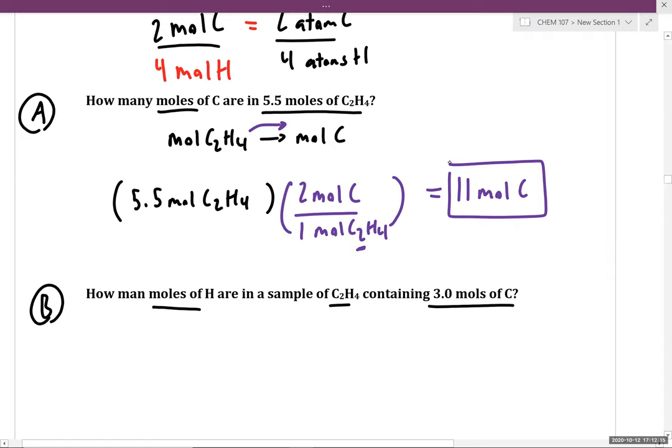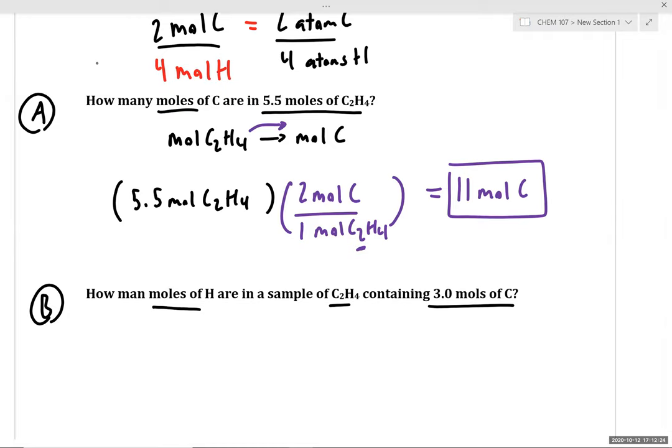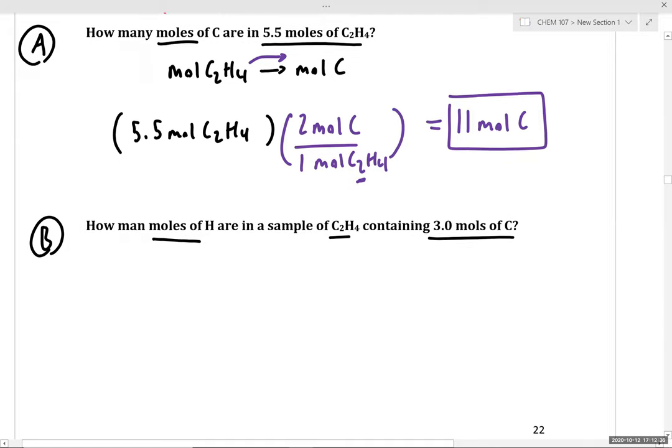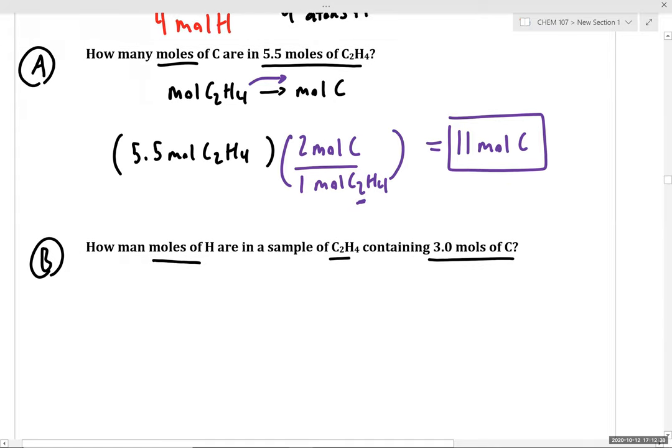Does this first example make sense? Any questions on this first example? Okay, so in this first case, we've converted from the moles of a compound to the moles of an element. This is very common, especially when we start to look at ionic compounds in solution.